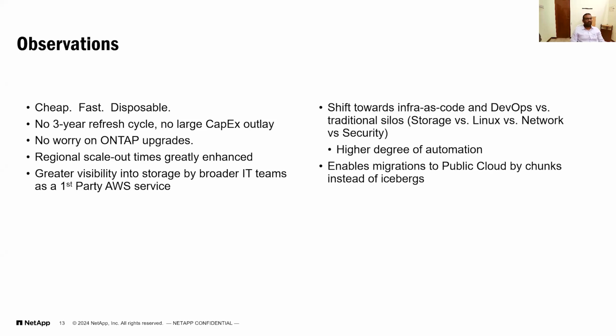We are moving into IaC, infrastructure as code, and DevOps. So instead of following the traditional silo model like storage, Linux, and network, the cloud team can manage the entire infrastructure, including end-to-end storage. We have a high degree of automation available, and we can leverage AWS CloudFormation, Ansible, Terraform, etc. And migration into the public cloud is much easier. Now we do migrations in chunks instead of doing large-scale migrations.